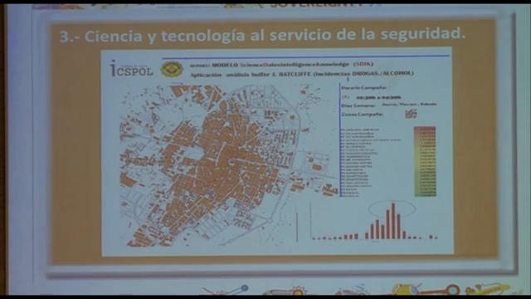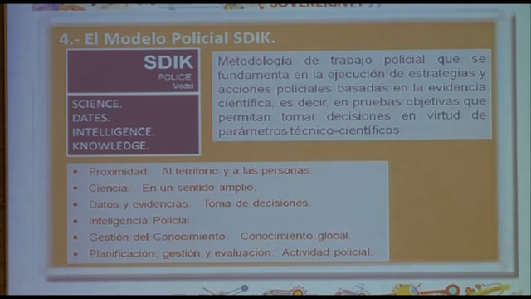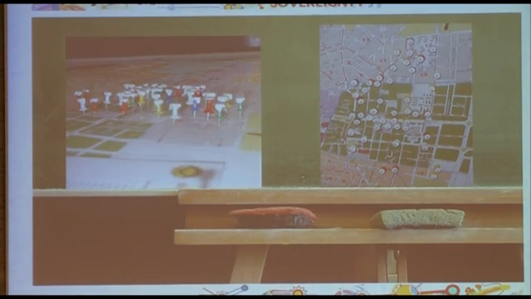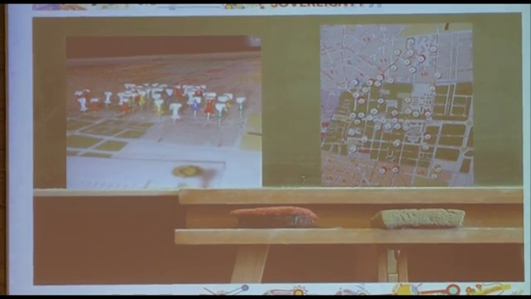you can have an increase of crime. And you are going to see how in Castellón we are applying science and technology applied to safety. You will see how this is Castellón. This is the plan of Castellón. And this is not an isolated fact, but it gets into a scientific model that we have called the SDIK policing model, and you can see that on the web page. I'm going to give the floor to my colleague so that he develops the most technical part of the presentation.